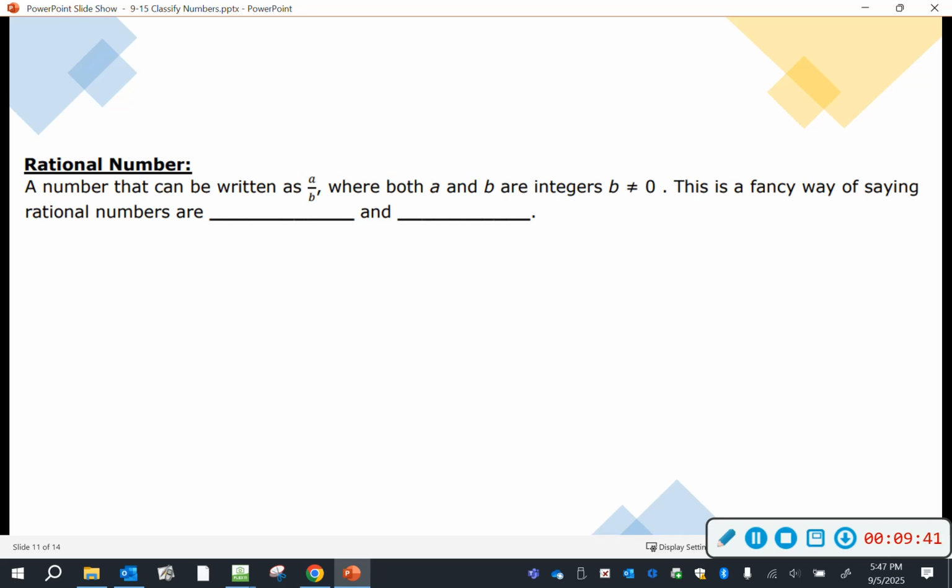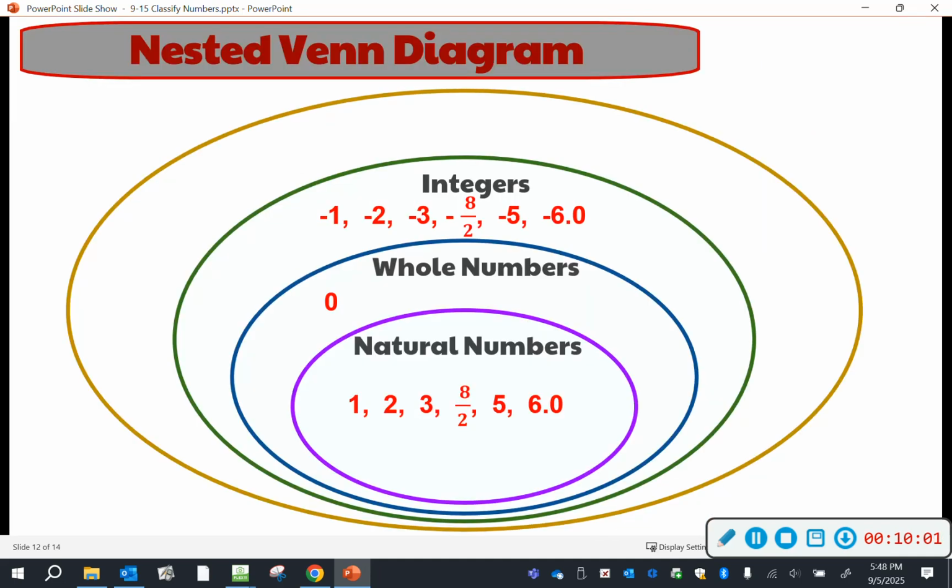But this is just a fancy way of saying rational numbers are fractions and decimals. Well, they're not just fractions and decimals. They include fractions and decimals. All right, so write down fractions and decimals. And then let's go to the Venn diagram and write rational numbers. You can abbreviate numbers with the hashtag if you would like.